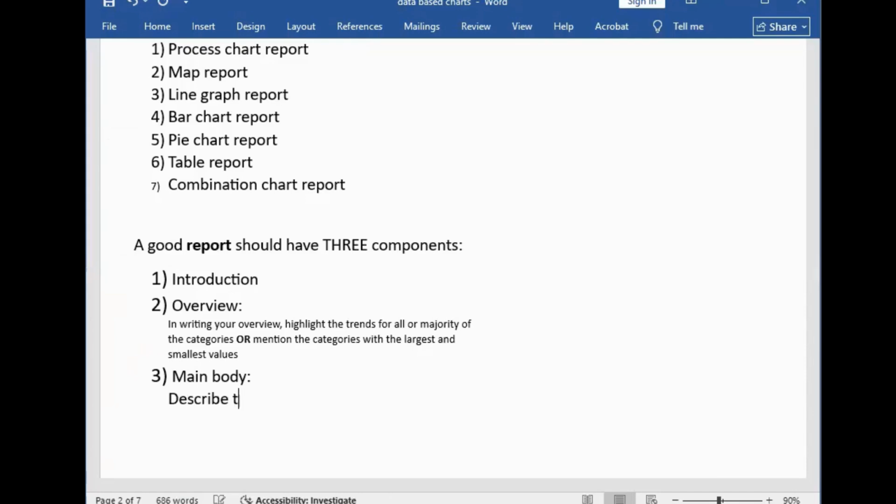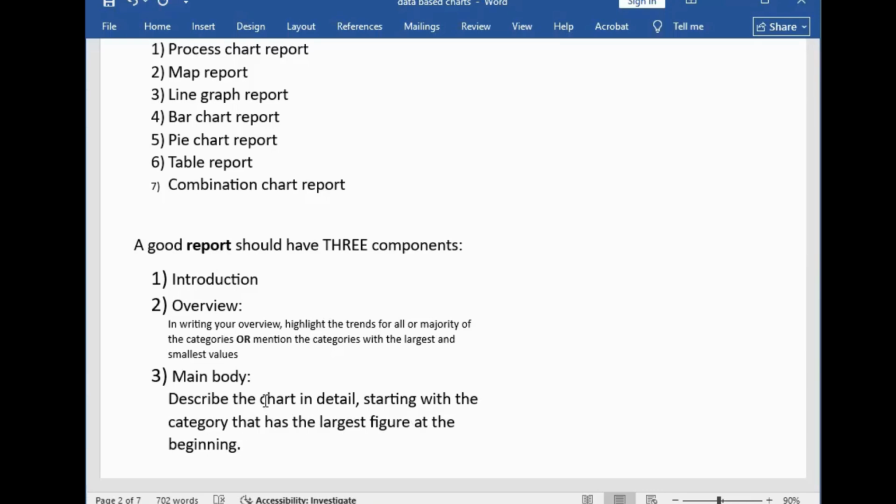Describe the chart in detail, starting with the what? Largest, starting with the category that has the largest figure. Starting with the category that has the largest figure at the beginning. Or the category that has the what? Smallest figure. I like to start with the largest one actually, most times.